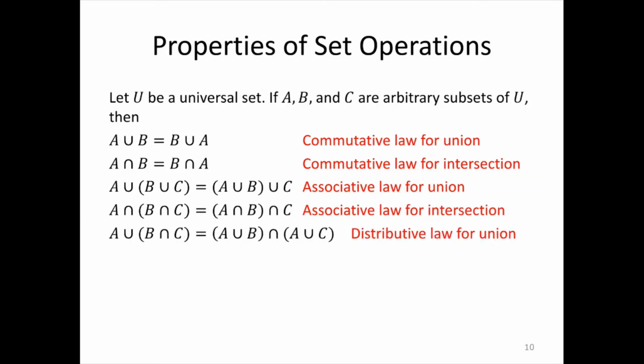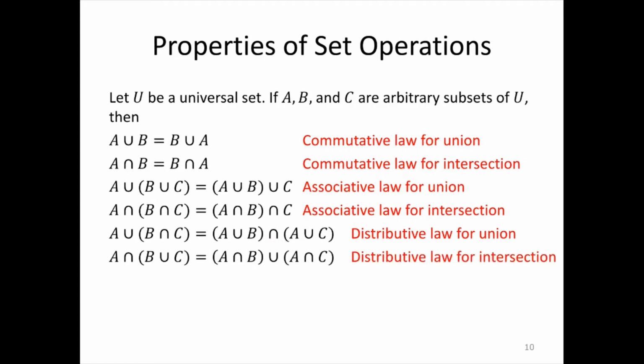And the last property is the distributive law, for both union and intersection. If we take A union of B intersection C, it will be equal to A union B, intersection A union C. And we have a very similar property for intersection.